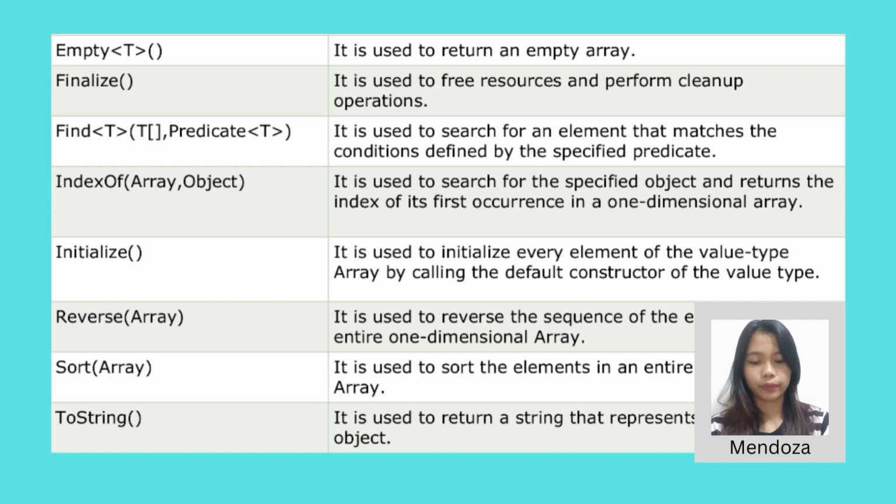Find. The find method searches for an element that matches the condition defined by the specified predicate and returns the first occurrence within the entire array.